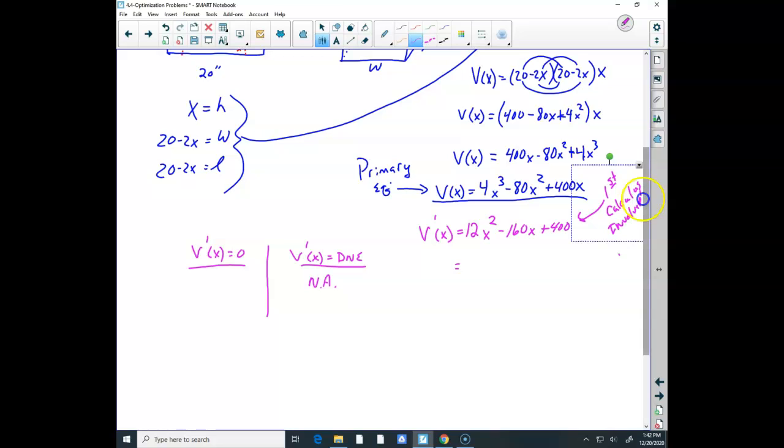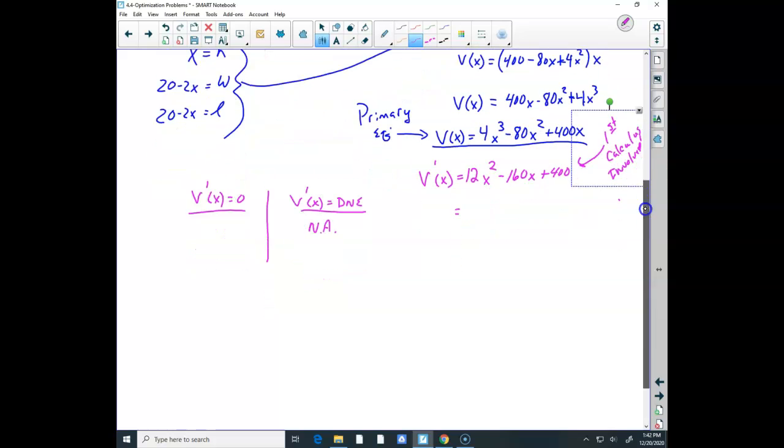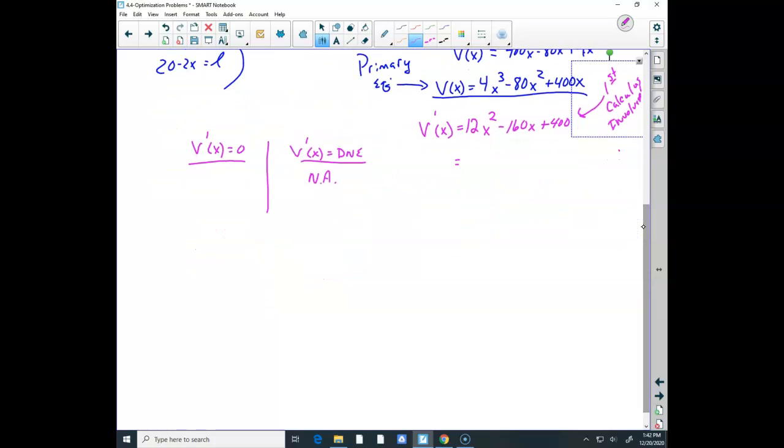Okay, and if I'm not taking the derivative of the right number or the right equation, I better not use my analogy. It's not school appropriate. So now I can see I've got a greatest common factor of 4 in here. That's going to give me 3x squared minus 40x plus a hundo. Ooh, a nice little hundo.